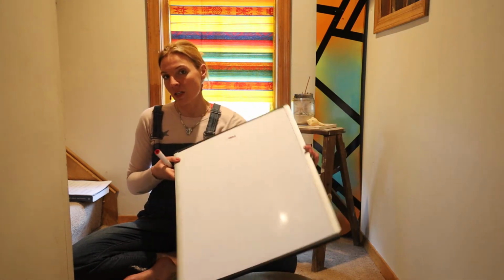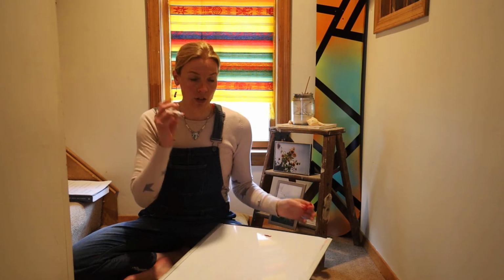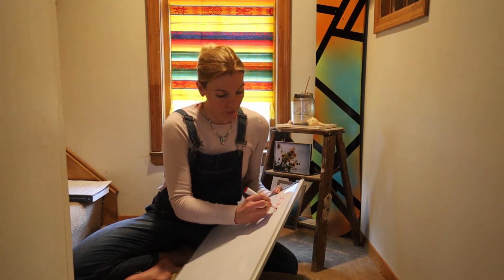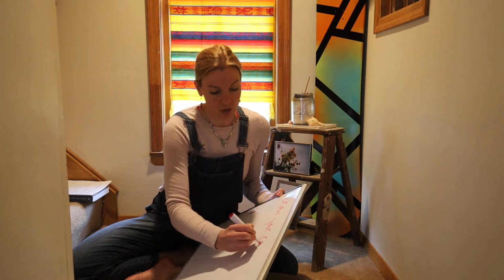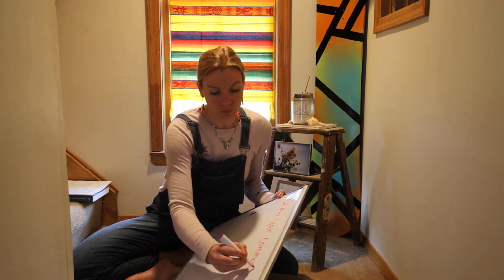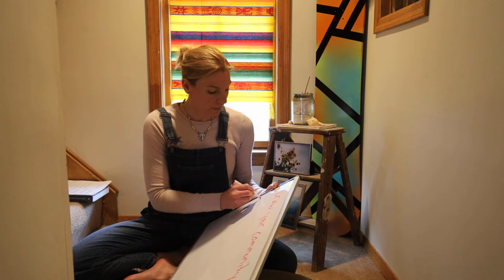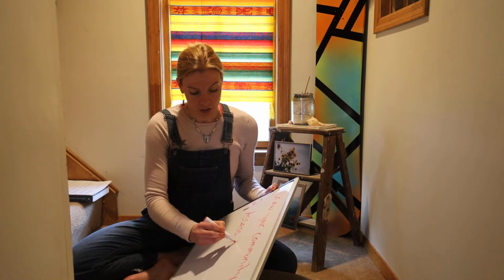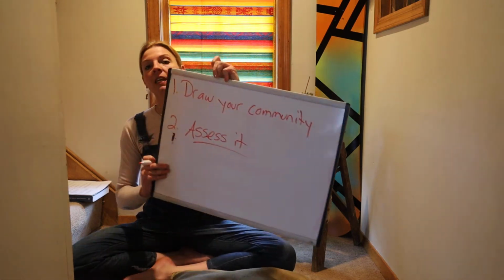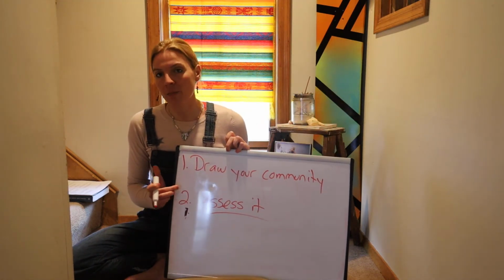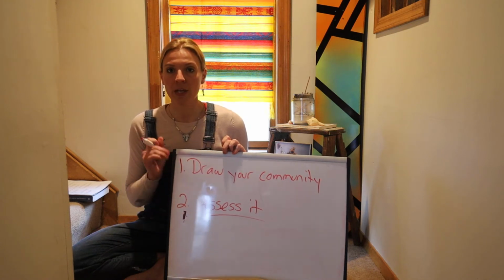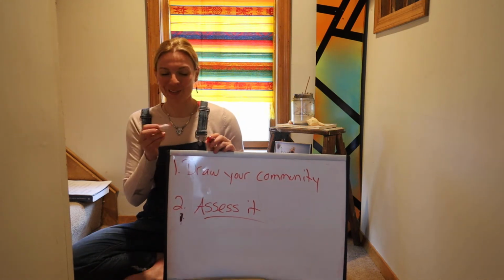Because there are two elements here that I'm going to write down. You have to draw your community. That's phase one. And then two is assess it. The assess it part, I am going to attach in a Word doc about how you do that, okay? The drawing part, we're going to do that right now.